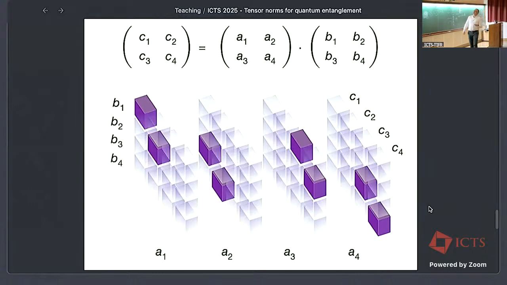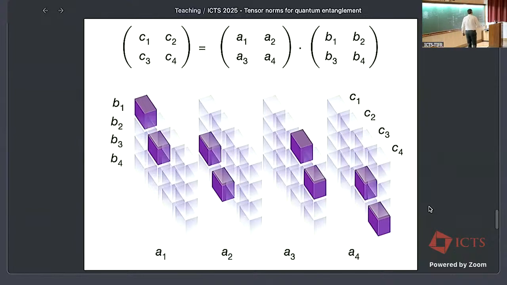So for instance, how do we see that C1 equals A1 B1 plus A2 B3? The fact that I have to put A1, B1 into the coordinate of C1 is precisely this one here. And the fact that I have to put A2, B3 also in the coordinate of C1, it's precisely this dot here, because you saw it has coordinate A2, B3, C1. So this is maybe a graphical way to understand the usual rule for matrix multiplication.